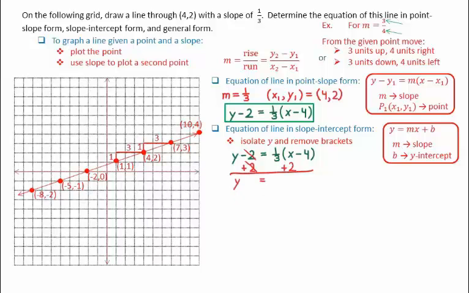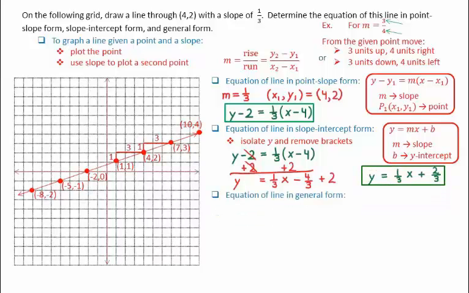We then expand through the brackets. 1/3 times (x minus 4) gives 1/3 x minus 4/3. And we still have the plus 2. Combining the like terms, in this case, -4/3 plus 2 gives us y equals 1/3 x plus 2/3 as the equation in slope-intercept form.